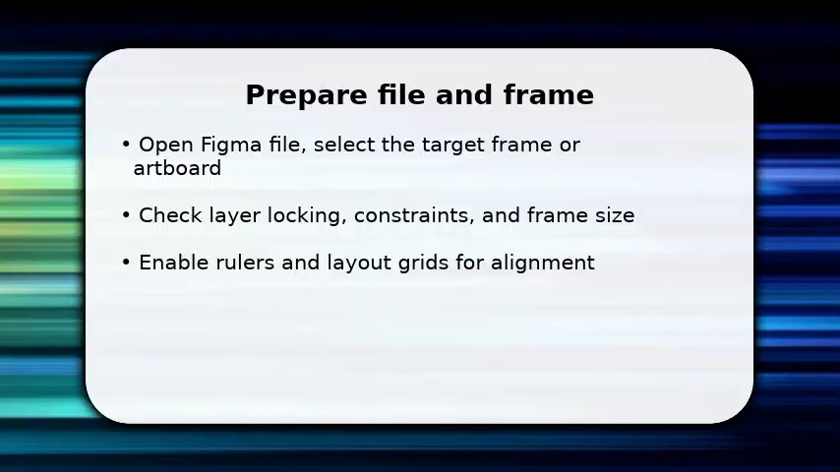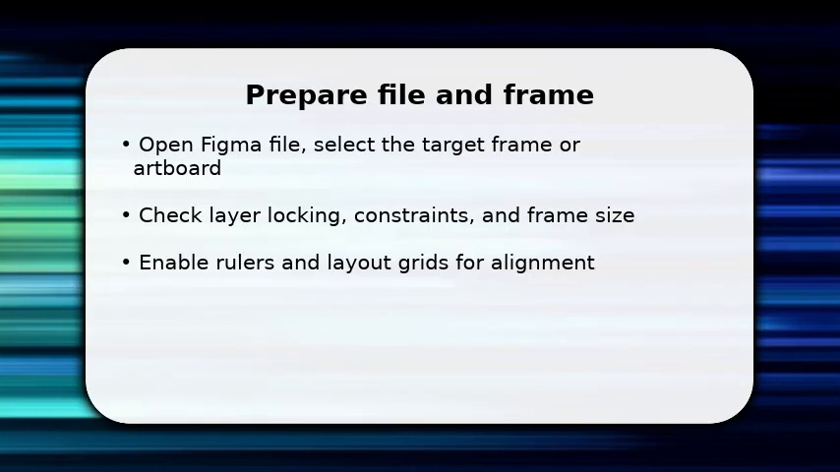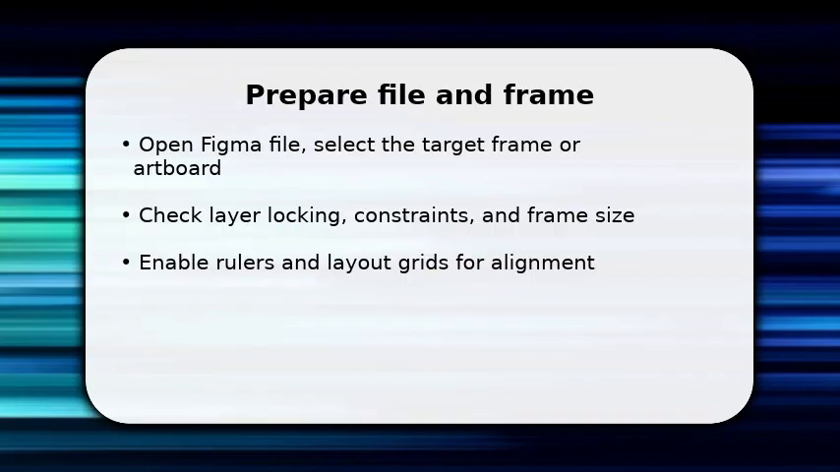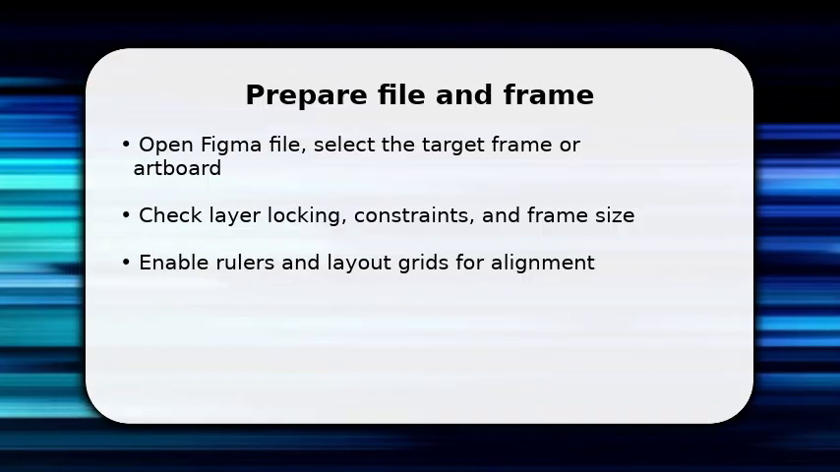You have the file open and the frame selected. Now confirm constraints and locks so nothing moves unexpectedly. First, unlock any layers you need to adjust and set the frame's constraints to fixed or scale depending on intent. Once done, enable rulers and a layout grid to visualize the position. You're starting with a stable canvas, so subsequent steps apply predictably.